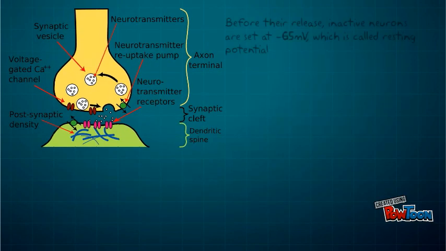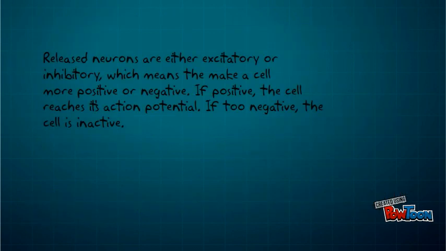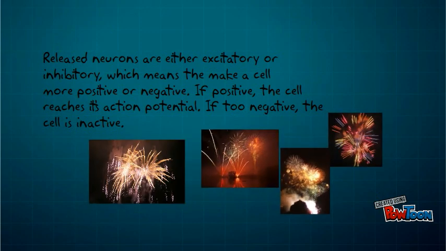Before their release, inactive neurons are set at -65 millivolts, which is called resting potential. Eventually, after neurons reach an action potential of -60 millivolts and achieve a firing threshold, the neurotransmitter is released to the presynaptic terminal. Released neurons are either excitatory or inhibitory, which means they make a cell more positive or negative. If positive, the cell reaches its action potential.